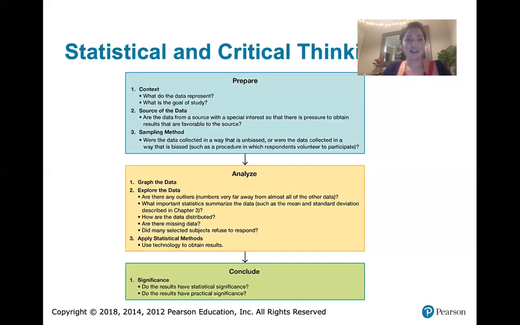So that is our outline of what it's like to conduct a statistical study. And that's a lot of what we'll be doing and discussing throughout the rest of the semester.